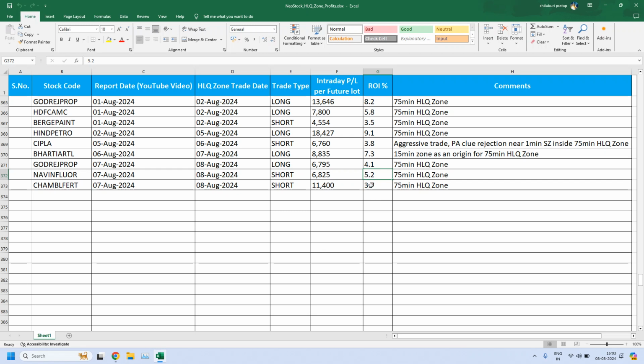Intraday ROI 5.2%. Even though it is a little less than 6% intraday ROI, 5.2% is very excellent. Anything above 2 or 2.5 is an excellent intraday trade. That is what you should understand. But high liquidity zones are giving an average of up to 6%. That is a different story. That's why we always prefer high liquidity zones for getting more profits. Of course, success rate is also very high.